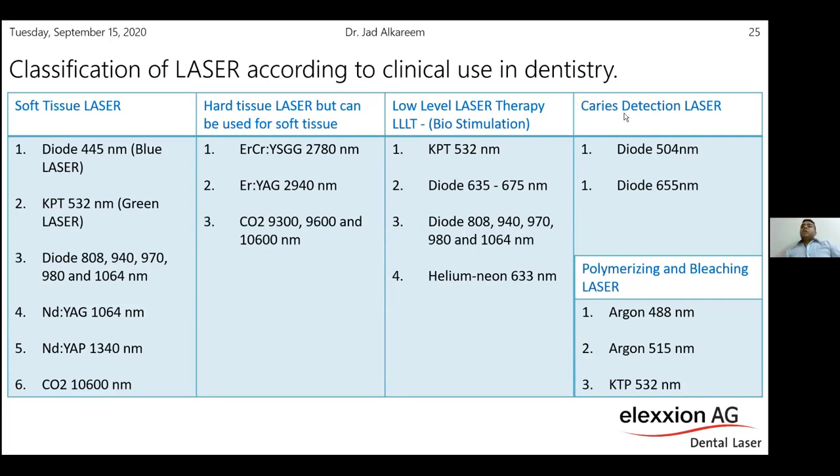Then we have another type of laser which can be used to detect the caries in the tooth. So we have the diode 504. We have also diode 655. Both of them can be used to detect the caries in your teeth.